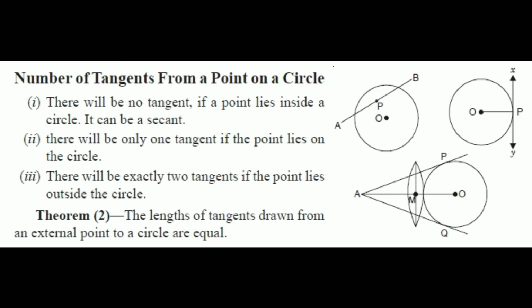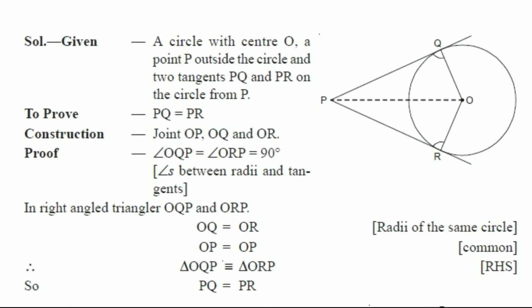To prove the theorem, we redraw the same figure again in this way. Here we are taking the circle with center O, and the point from where tangents are drawn is taken as P. From this external point P, two tangents PQ and PR are drawn. Now according to the question, we have to show these two tangents PQ and PR are equal in length. So let us proceed to prove PQ is equal to PR.